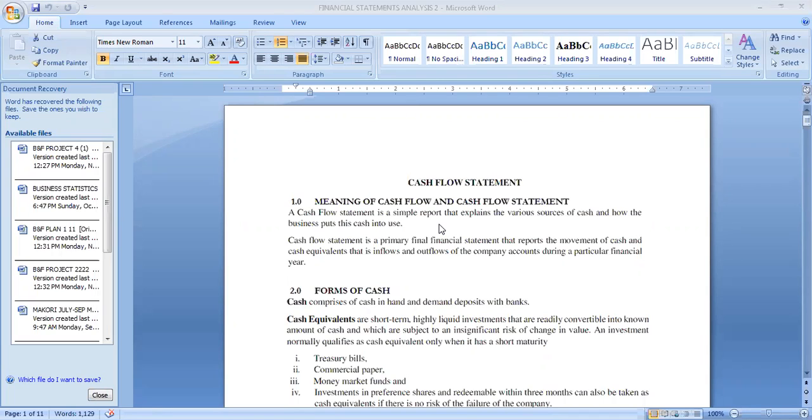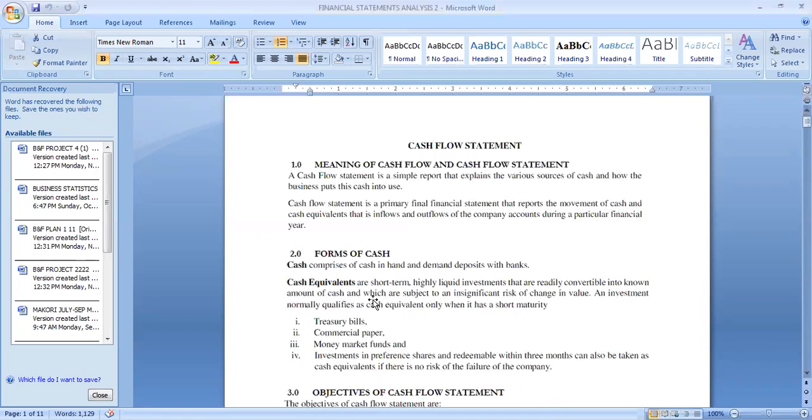So the adjustments are normally made in a statement we call the cash flow statement, so that we are able to know the exact cash that was received or paid out, leaving out any credit transaction in that particular financial year. So in the cash flow statement, you will find the following terms being applied.